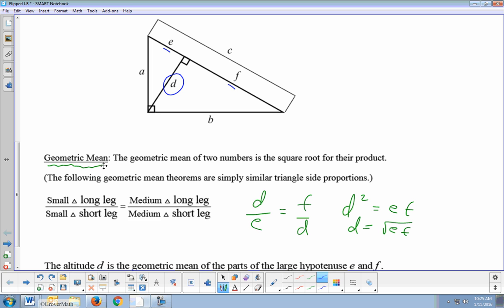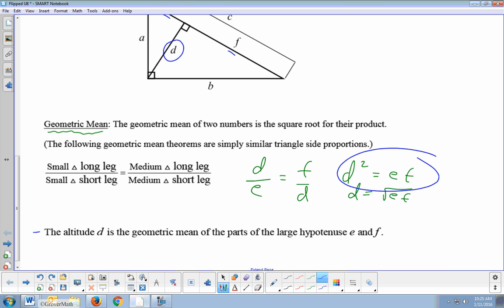But I wouldn't even worry too much about the vocab behind it. Just know that if I gave you this is X and this is 2 and this is 8, you could do X squared equals 2 times 8 and solve for X. That's really what we're talking about here: we don't need to create proportions if we remember these shortcuts. And this, which might be on the bottom of your first page or on the top of your second page, might have got cut off, was for this, that D is the geometric mean for the parts of the large hypotenuse, E and F.